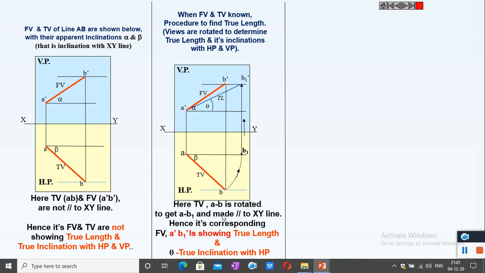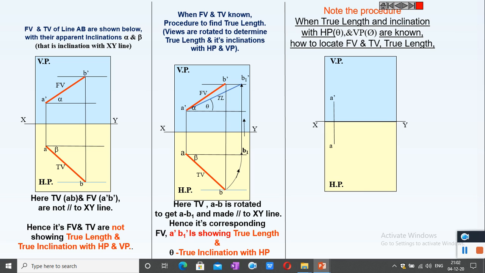Here top view AB is rotated. I repeat, top view AB is rotated to get AB1 and made parallel to XY line. Hence its corresponding front view A dash B1 dash is the front view of AB1. A dash B1 dash is showing the true length and theta giving the true inclination with HP. This is how the views are drawn in orthographic projections.